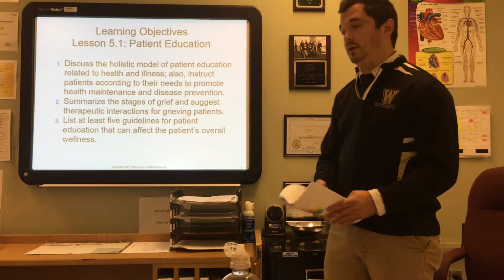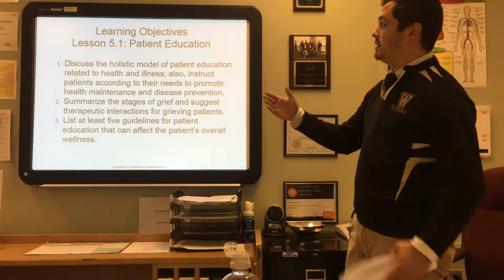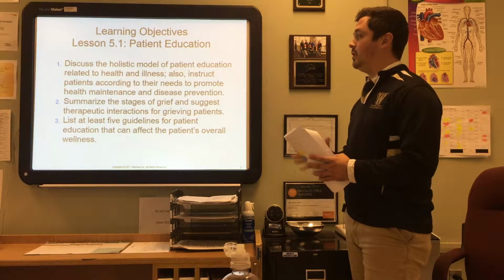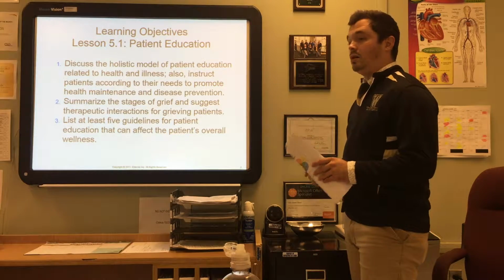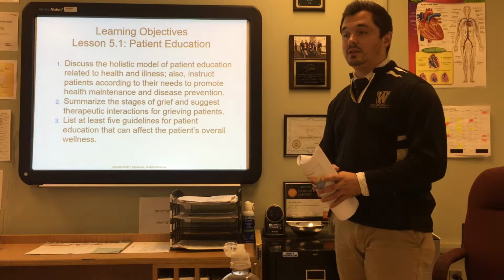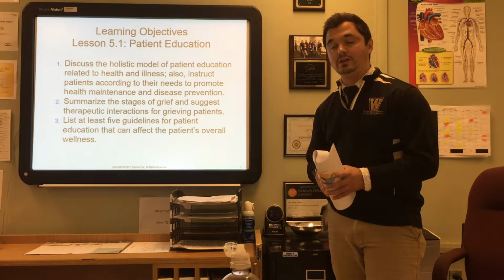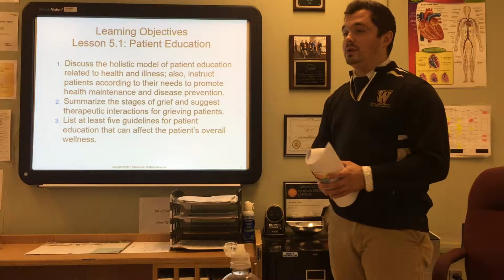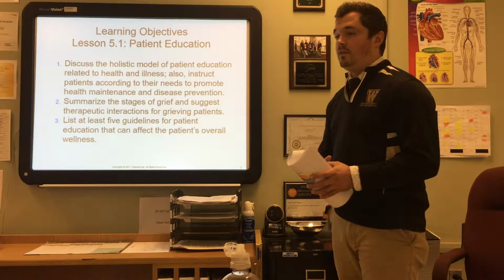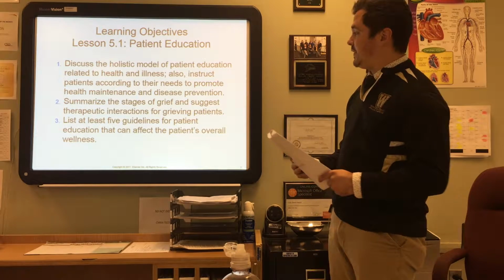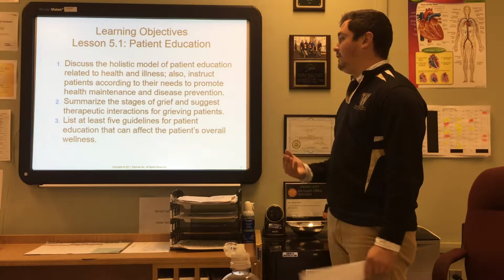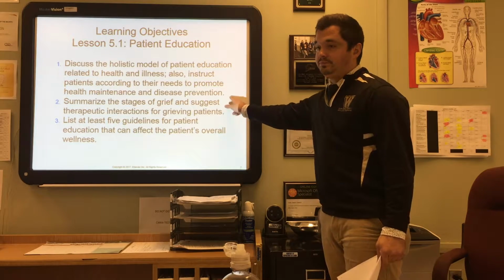So some of the objectives that we are going to cover with this unit is we're going to discuss the holistic model of patient education related to health and wellness. Also, we'll instruct patients according to their needs to promote health maintenance and disease prevention. We'll summarize the stages of grief and suggest therapeutic interactions for grieving patients. And we'll list at least 5 guidelines for patient education that can affect the patient's overall wellness.